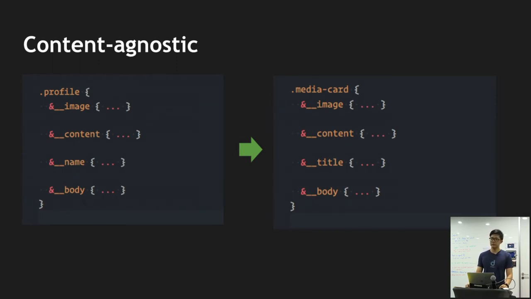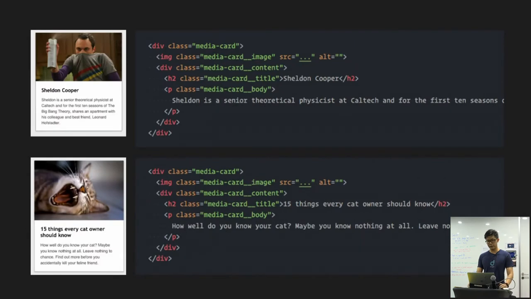So this is based on the object-oriented CSS approach that Nicole Sullivan introduced to us. And so it's just changing one class name, profile, to media card, and then the name changed to title, and that's it, right? So pretty straightforward. And then now you have a usable class that applies for all scenarios.